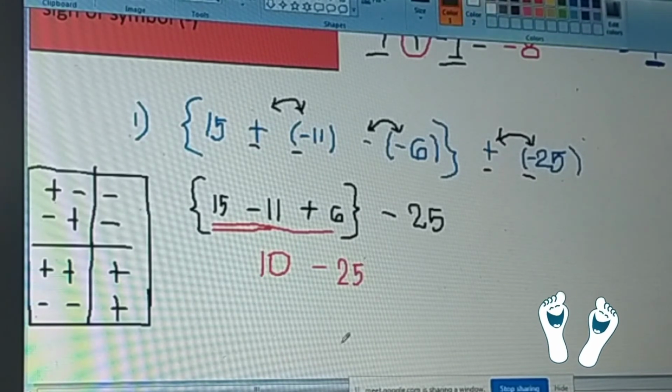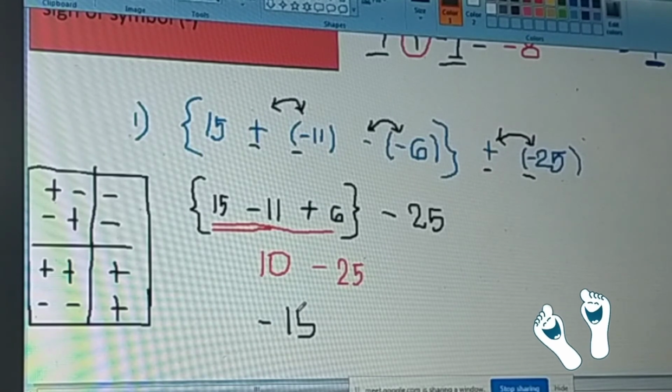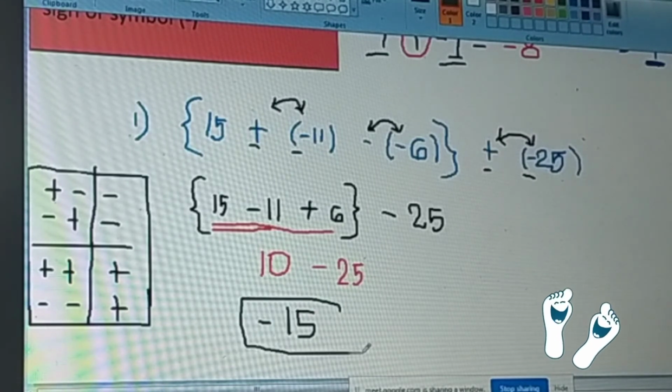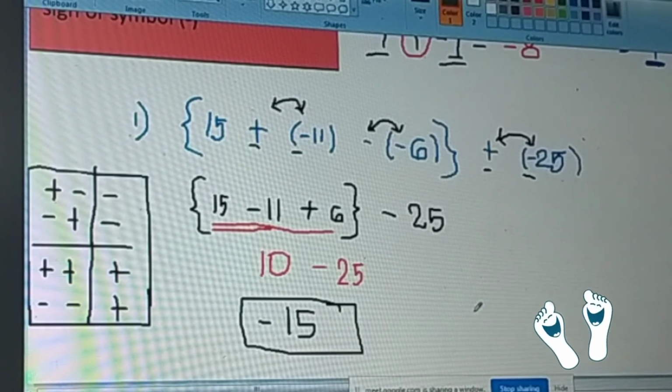Ten. Okay. So your final answer will be negative 15. Do you understand? Very easy.